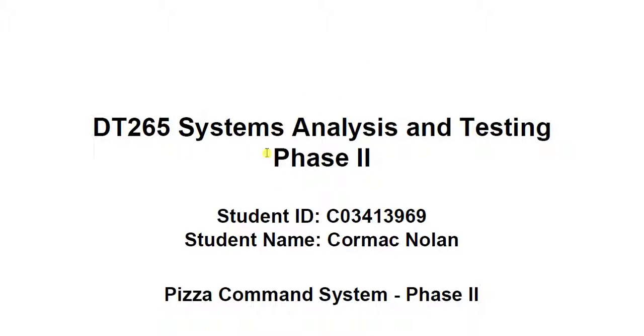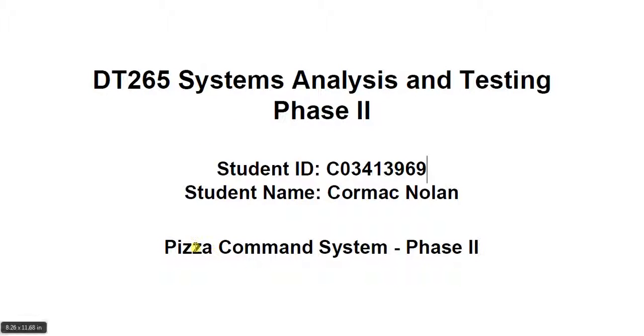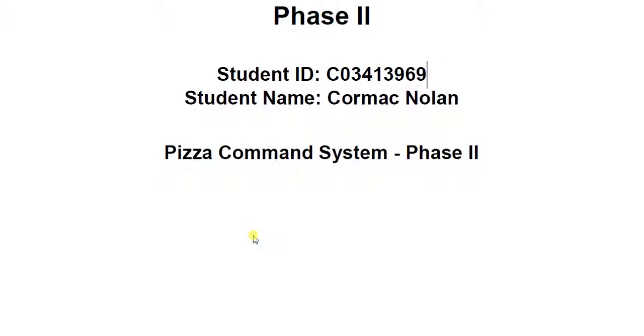Welcome to my presentation on the Phase 2 Systems Analysis and Testing assignment. The product I'm doing is Pizza Command System, an online ordering system for a pizza restaurant like the Pizza Hut website or the Domino's Pizza website, that kind of thing. So without further ado, let's get into it.